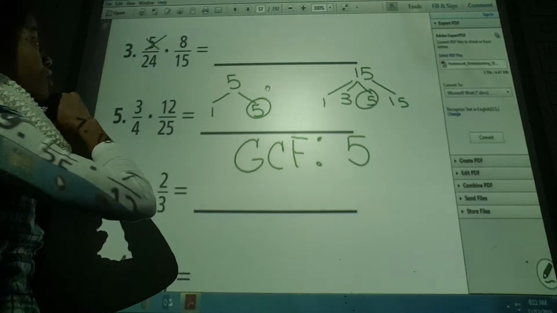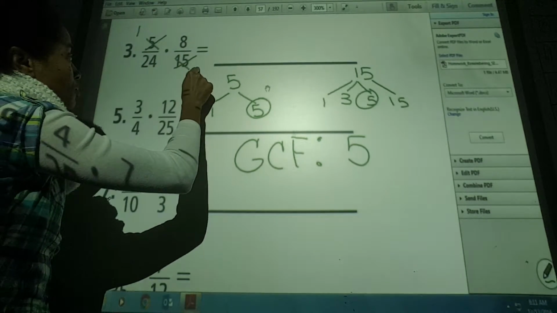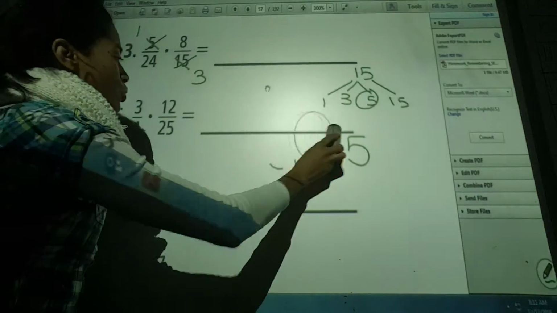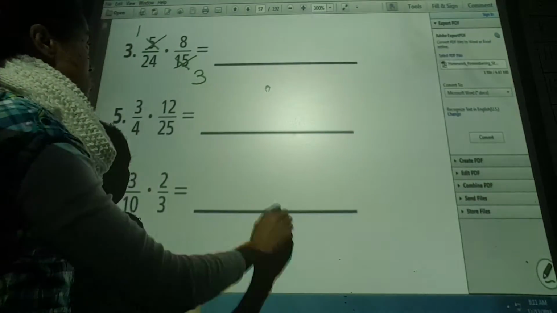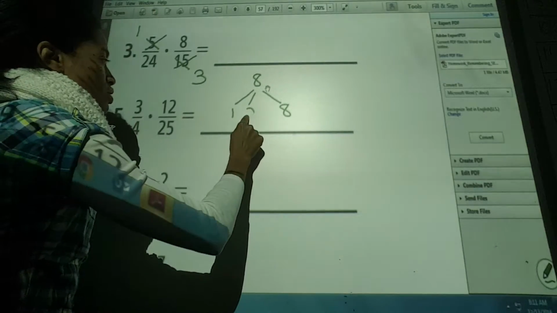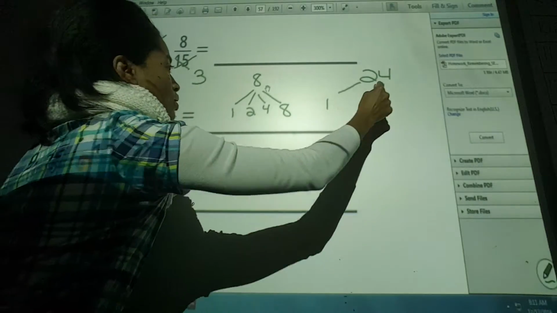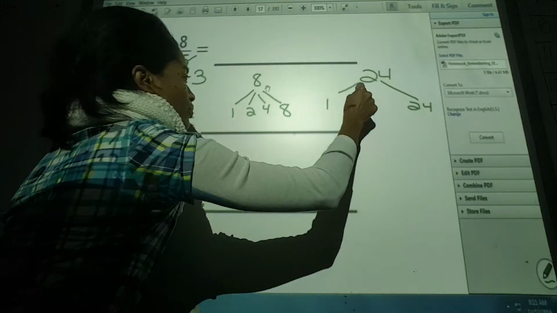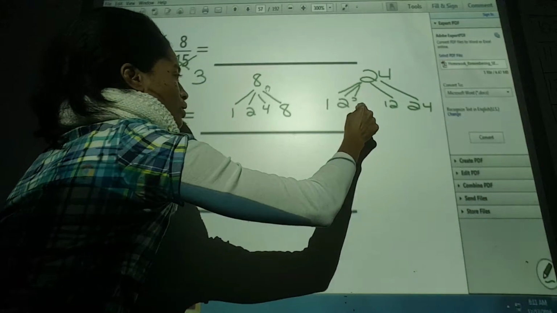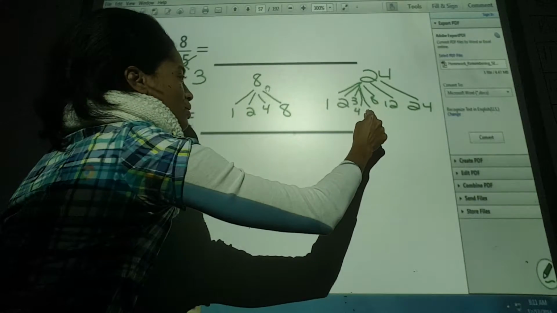So cross divide diagonal numbers by the GCF. 5 divided by 5. Replace them with the quotient, then I do the rest. 15 divided by 5. Replace them with the quotient, we get 3. Okay? And now we're looking at 8 and 24. So we have 8. We're looking at the factors of 8. We have 1 and 8 and 2 and 4. Factors of 24, we have 1 and 24 and 2 and 12, 3 and 8, 4, ran out a little bit of space, and 6.